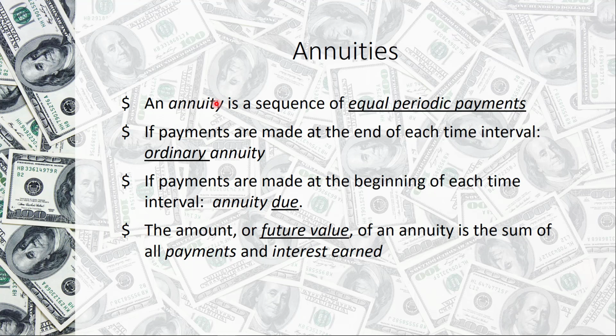Now, there are two ways to make those split payments. They can be done at the end of a time interval. We would call that an ordinary annuity, or it could be done at the beginning of the time interval, and we call that an annuity due. We will be looking at ordinary annuities. We will not be looking at annuity dues. And of course, the amount or the future value of that annuity is going to be equal to the sum of all the payments made and the interest earned.